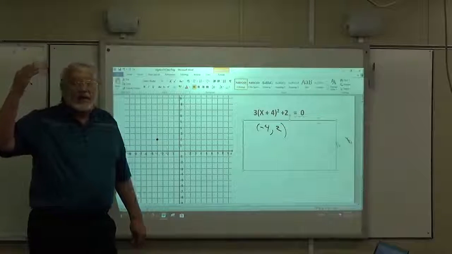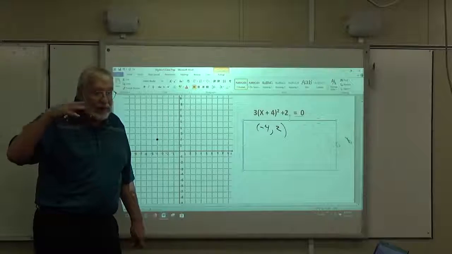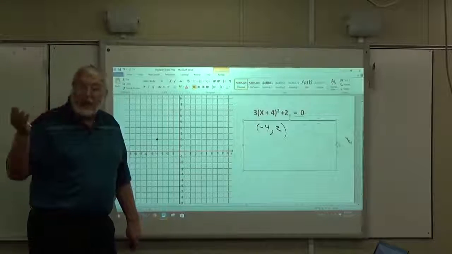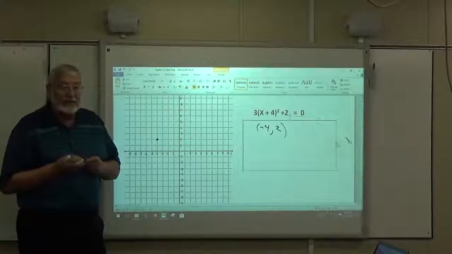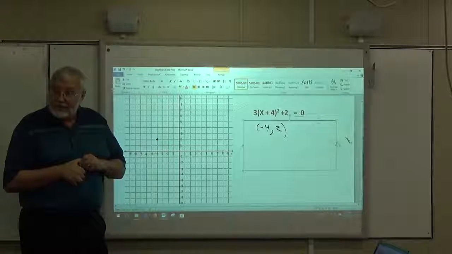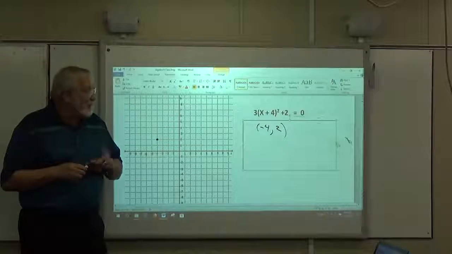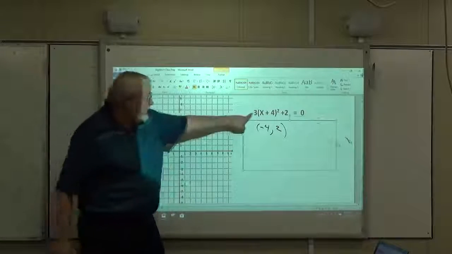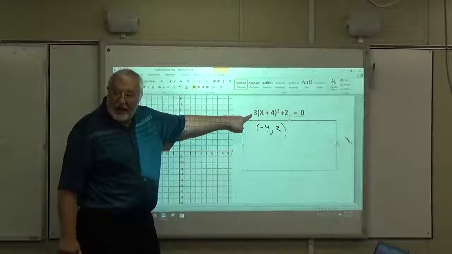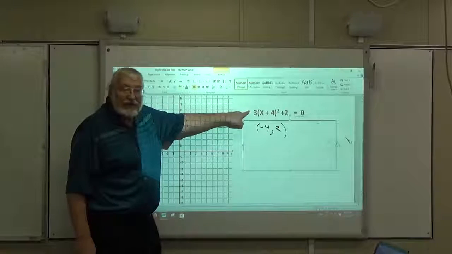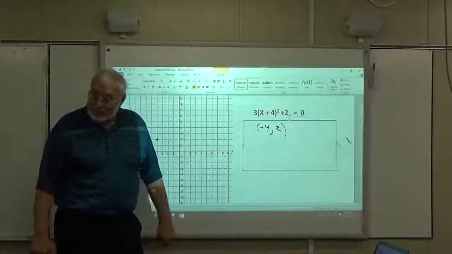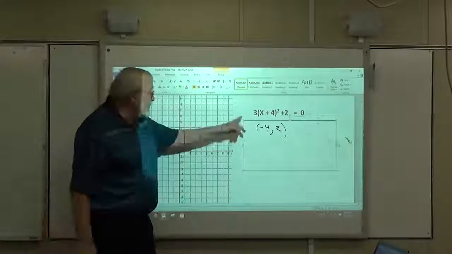Okay, now, the vertex is what? It's either the highest or the lowest point, depending on whether or not the parabola opens up or opens down. Which way does this parabola open? Good question. It'll be up, right? Up, because this is a positive value. Had this been negative 3, it would have opened down. So this opens up.